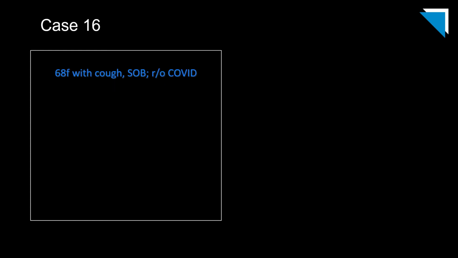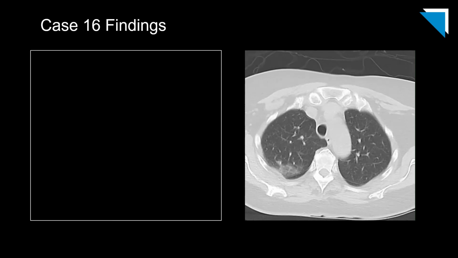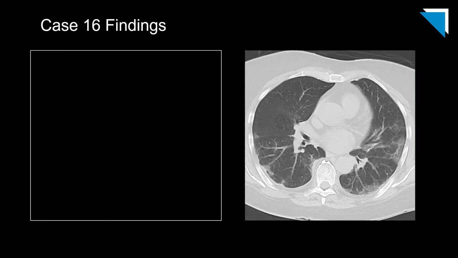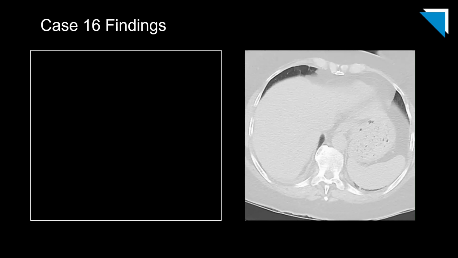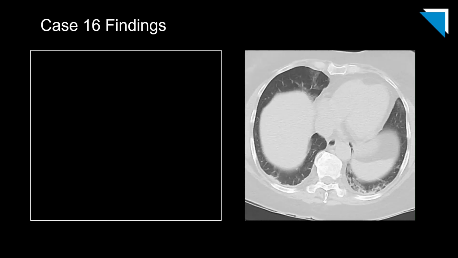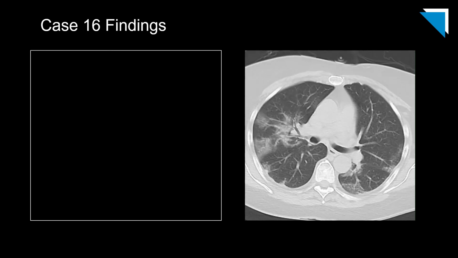Our next case is a slightly older patient with an identical clinical history. As I scroll through the axial images, I'm looking for those telltale features we discussed, the peripheral ground glass densities, sometimes with a rounded morphology, frequently with associated crazy paving. As the disease progresses, we tend to get some subsegmental consolidation.